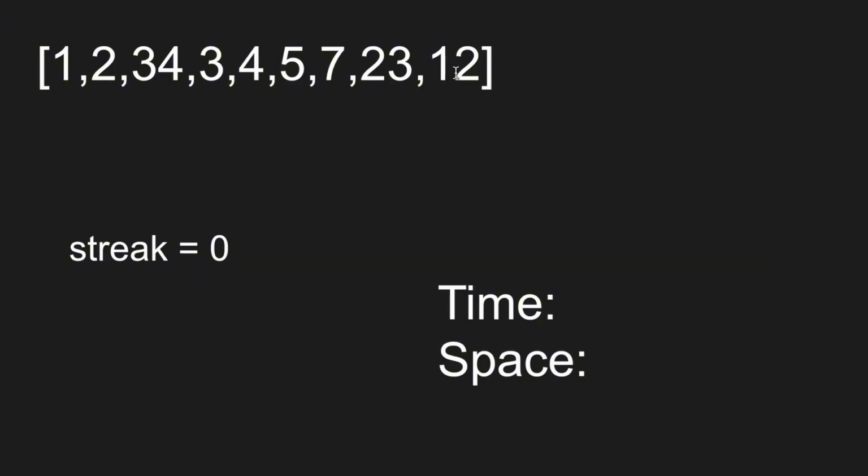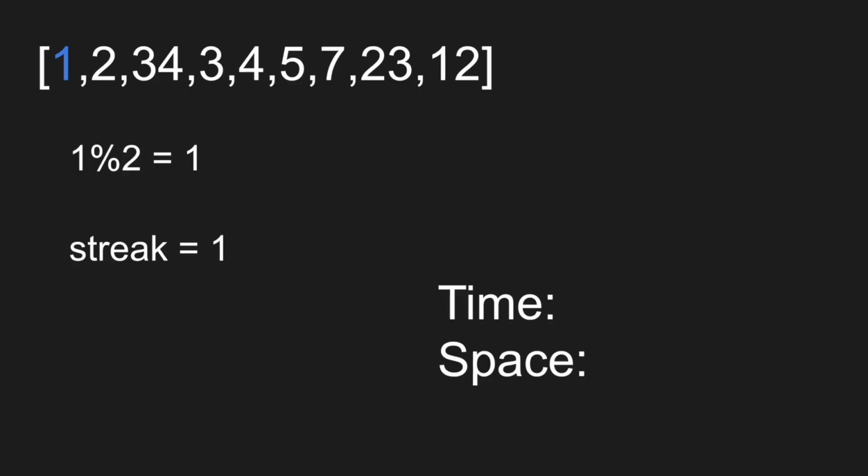And if we have come to the end of the array and there is still not a streak of 3, then we return false. And we can check if the number is odd by dividing the number by 2 and checking the remainder. If it is 1, it's odd. If the remainder is 0, then it's even. So let's go over this example real quick.